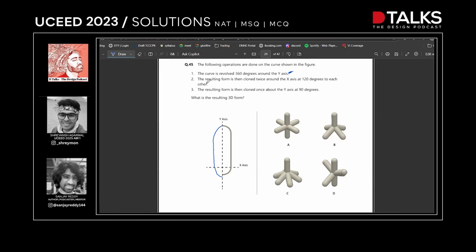Resulting form is then cloned twice. That means there are two more like this, right? So there are a total of three in the second one, and then the resulting form is then cloned once. So that means there's going to be six now. So in the end, there has to be a total of six pillars like this.